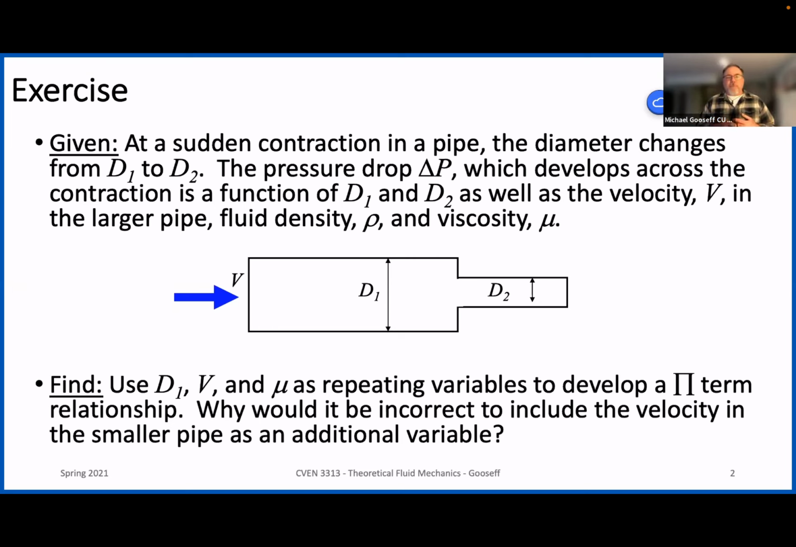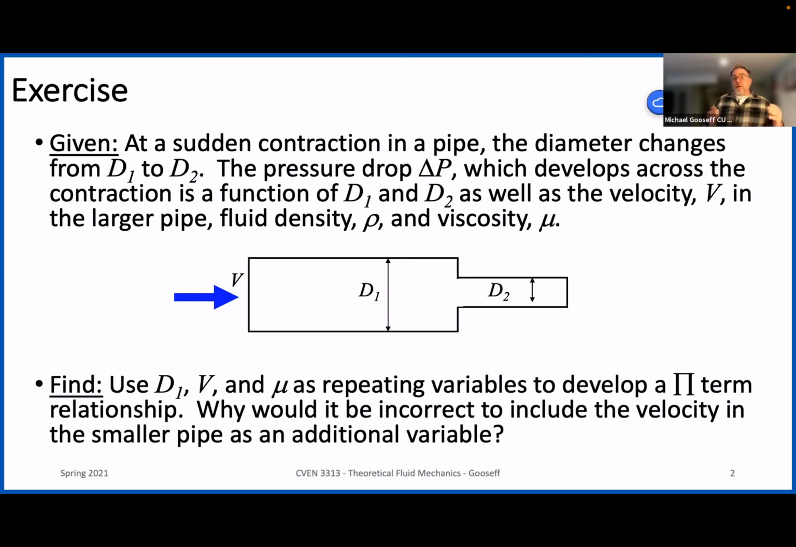There's a pressure drop, delta P, which develops across the contraction and is a function of both D1 and D2. Now, up to this point, we have talked about D in general, but there's nothing that necessarily says that D1 and D2 have to be related here. It's not some fixed ratio. Therefore, in a problem like this, we do care about both of those diameters because they can more or less be independent of each other. D2 could be 1 inch, could be 3 inches. D1 could be 10 inches, it could be 5 inches. We don't necessarily know what these values are.